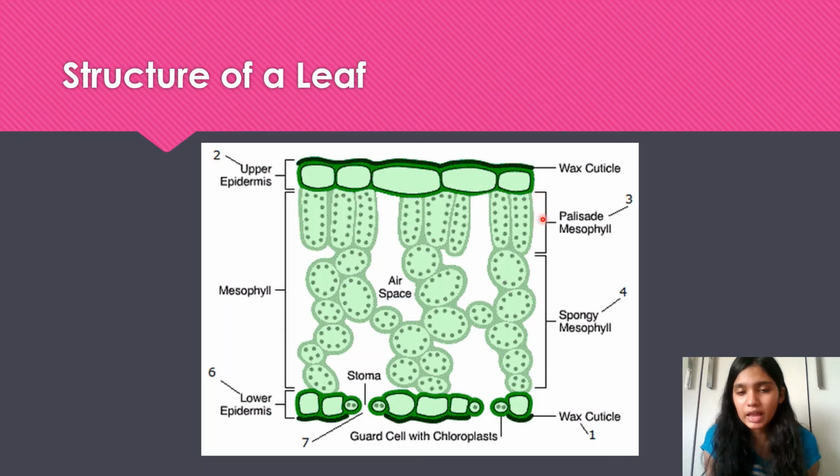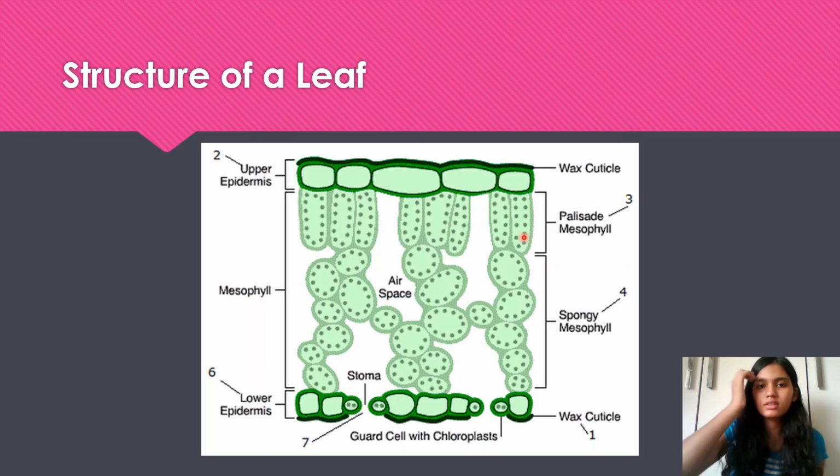Then you have the palisade layer, palisade mesophyll, which has the most chloroplasts. Whenever they ask you which has the most chloroplasts, it is the palisade mesophyll layer. So that is where most of the photosynthesis takes place, because more chloroplasts, more photosynthesis. We've done the palisade cell in chapter 2, so you can go back to that chapter and have a look at it just for a revision.